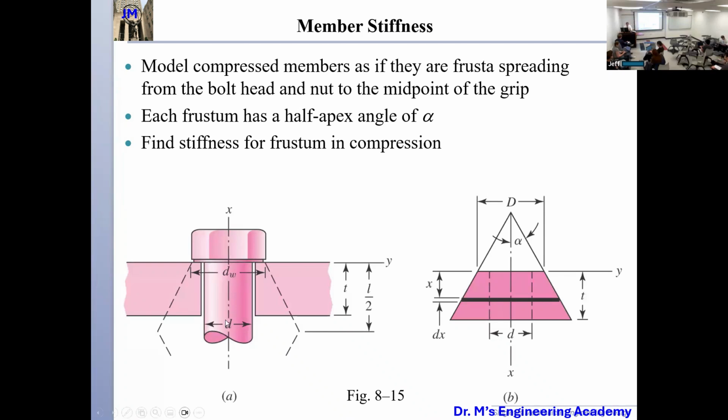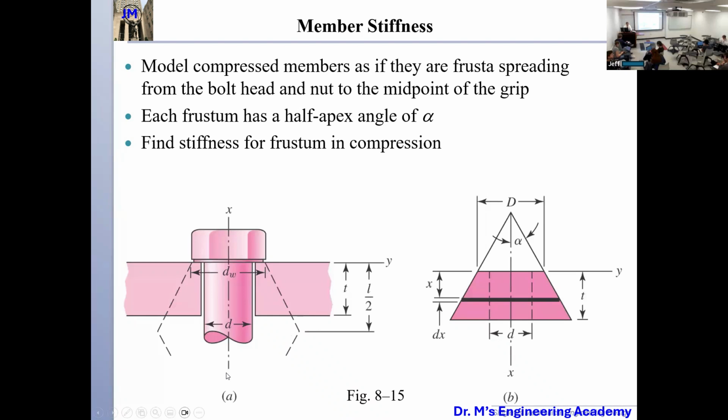There are several important parameters. This is the DW. So here is a washer, the washer diameter. And this d value here is the bolt diameter. This t is the thickness of the first plate, and the half L is the middle point between the bolt head and the nut.